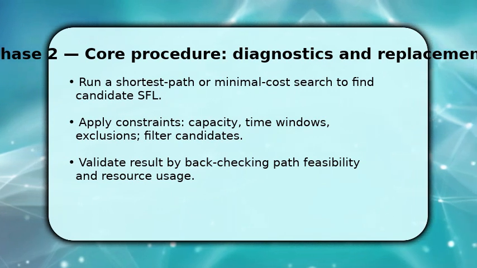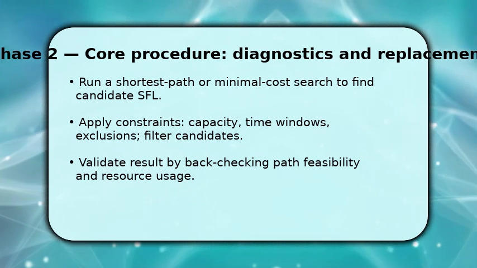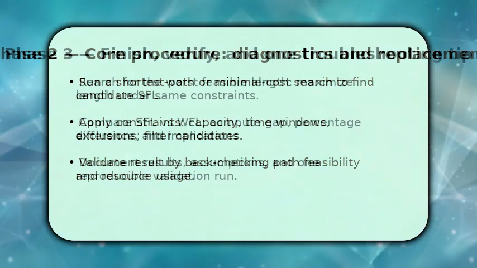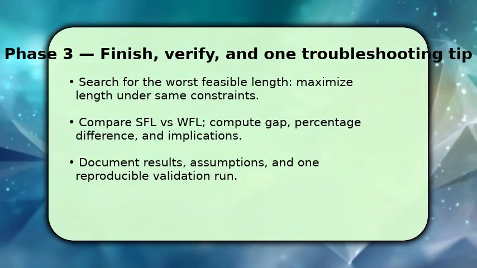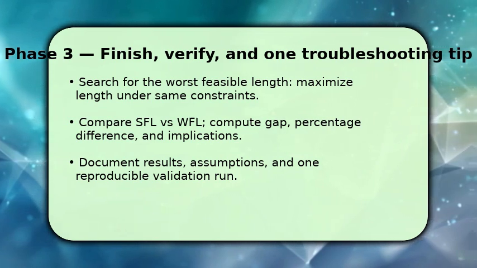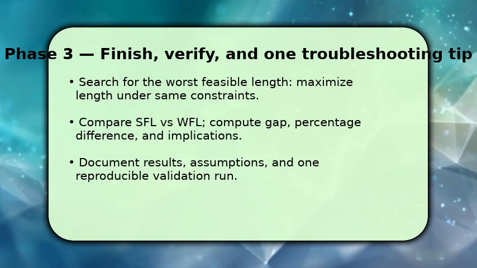You now locate WFL by searching for the maximal feasible route or configuration that still meets constraints, using breadth first or constrained optimization with an objective to maximize length. Once you have SFL and WFL, compute the gap and percentage difference so you understand variability and risk.